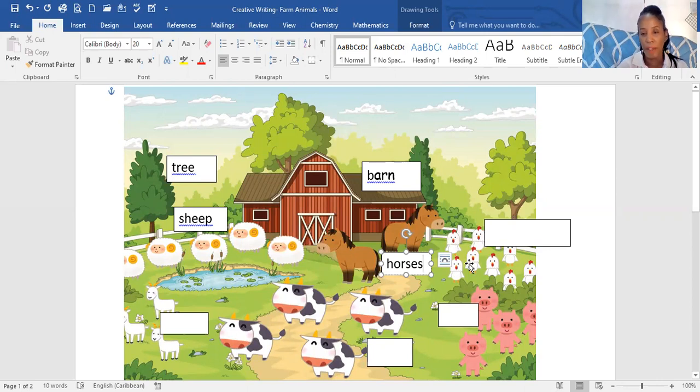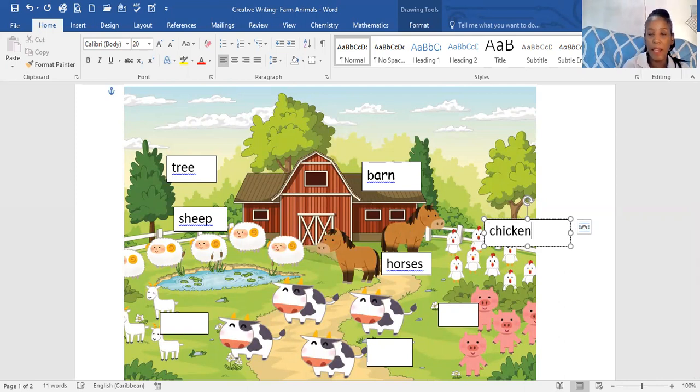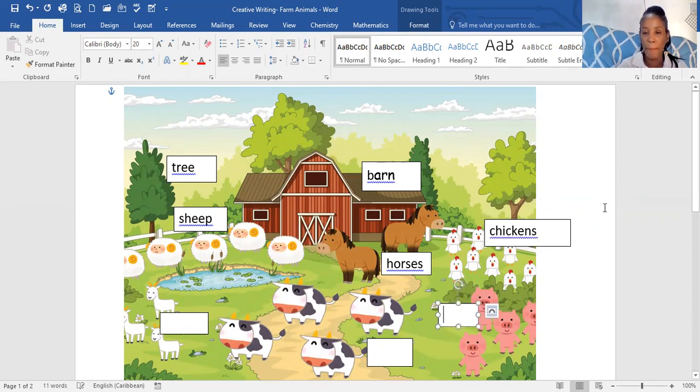What else do we have here? Yes, chicken. C H I C K E N. And we have more than one chicken, so we say chickens. We put in the S. Yes, here we have some lovely pink animals. What are they called? Pigs. P I G S. Pigs.